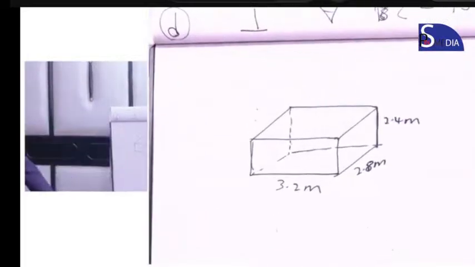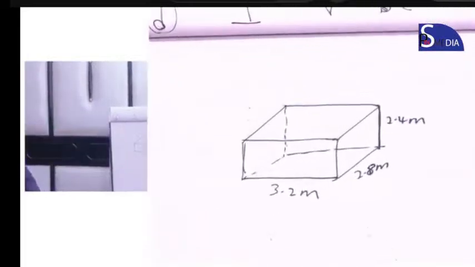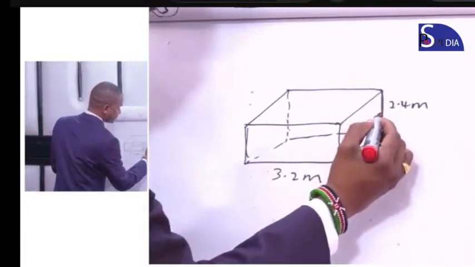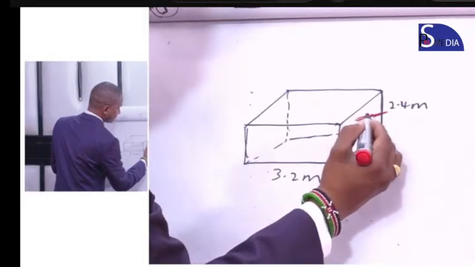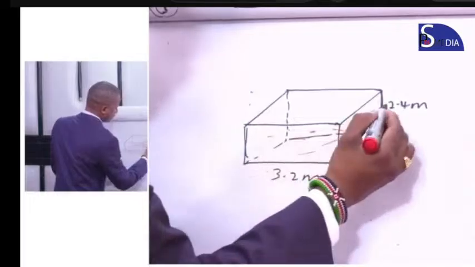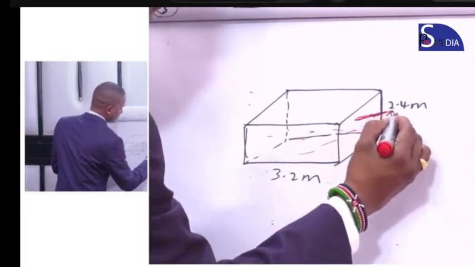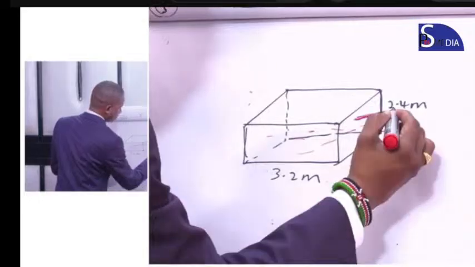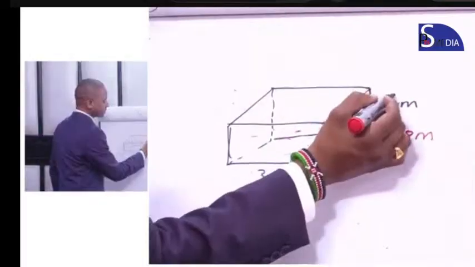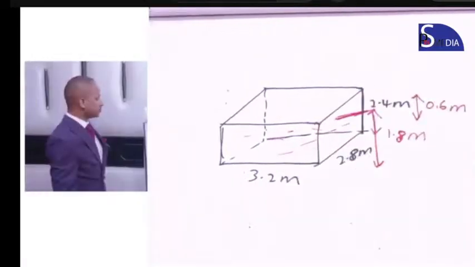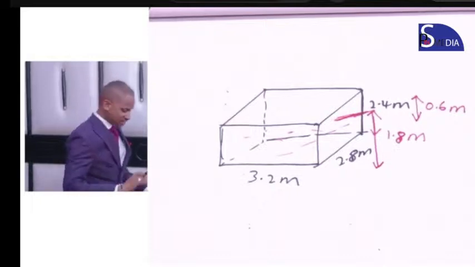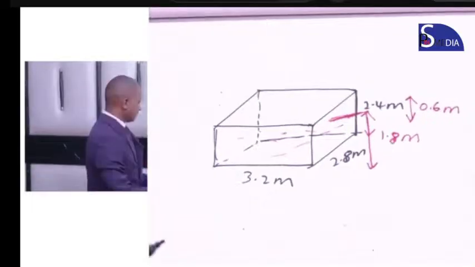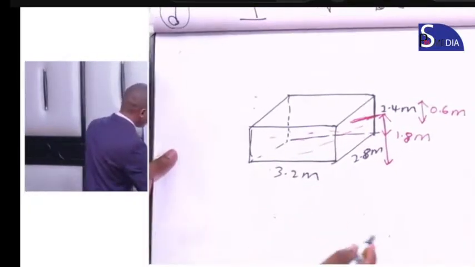So let me change the pen. It contains water up to that level. So this is water, this level that is containing water is 1.8 meters. So calculate the area that is not in contact with water. The best thing to do is to draw the height.